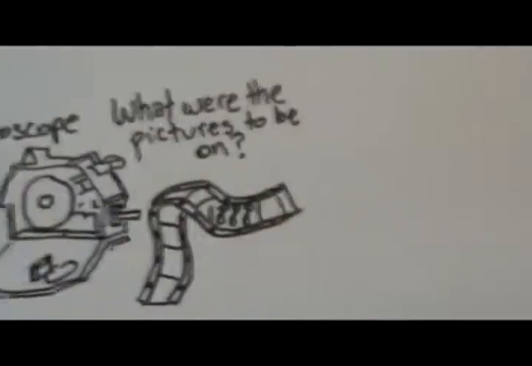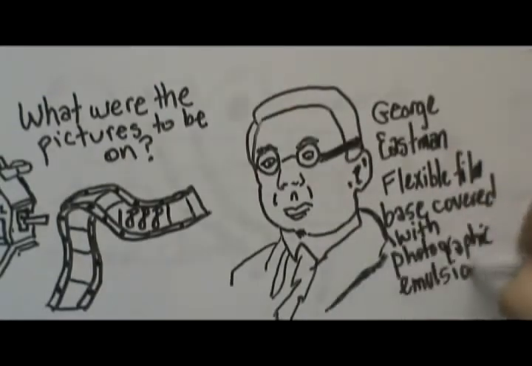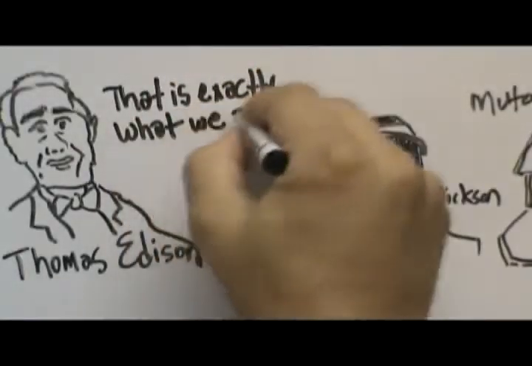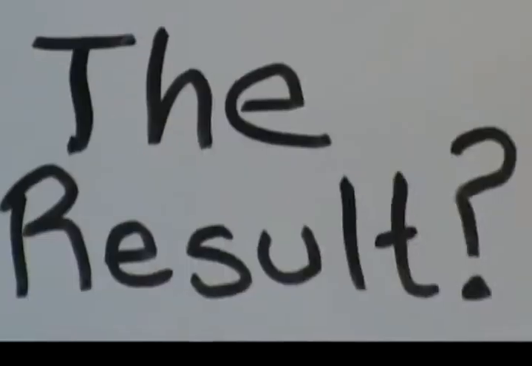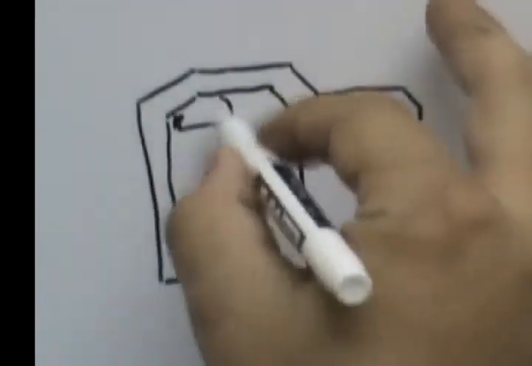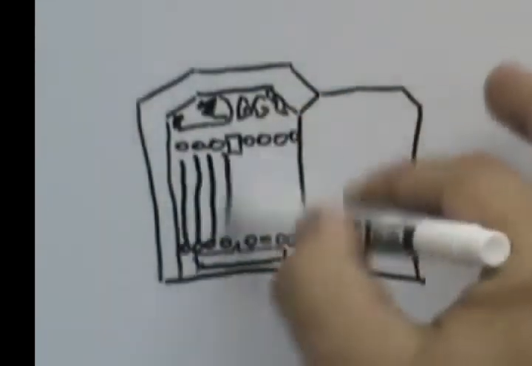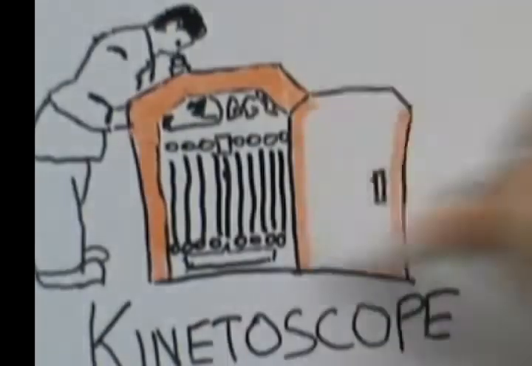In 1888, George Eastman devised a flexible film base covered with photographic emulsion. This was exactly what Edison and Dickson were looking for. The result? The kinetoscope. The kinetoscope is a continuous loop of film that passed over a series of rollers and in front of a lens. But it had a flaw. It allowed only one person at a time to watch the moving images being put on display.